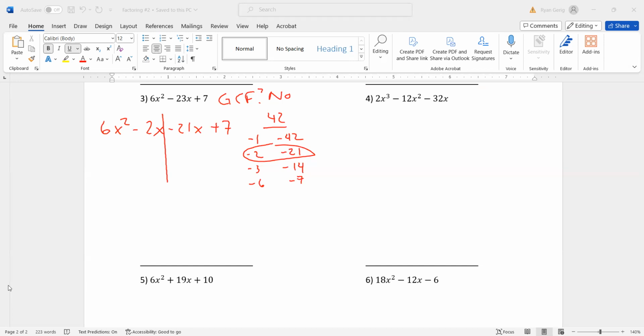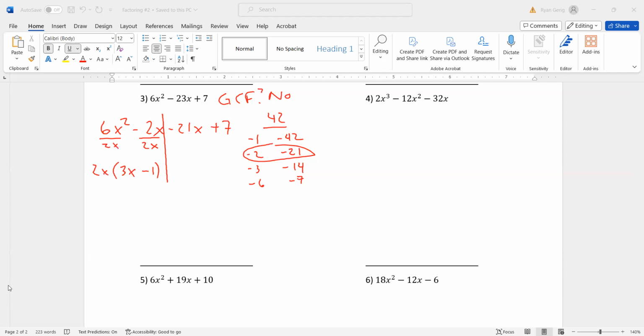For the first two terms, the GCF is 2x, so I'm going to divide by 2x. So 6x squared divided by 2x is 3x. Negative 2x divided by 2x is negative 1.